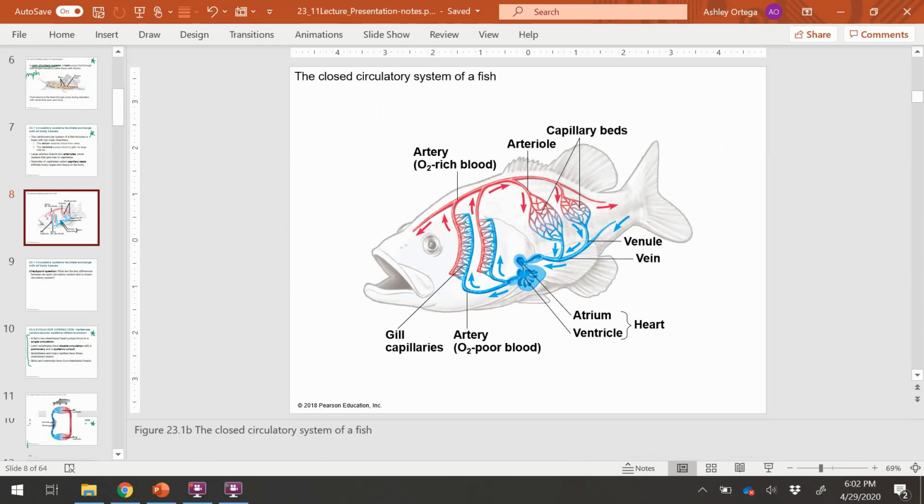And so here's a diagram of a closed circulatory system of a fish that you can see, starting with the heart, the atrium, and the ventricle on the ventral side of the fish, the bottom side of the fish here. It is going to pump oxygen-poor blood to the gills. These gills will then exchange that carbon dioxide for oxygen, and then from there it's going to go to the second round of capillary beds to the body and exchange the materials with the body, and then that will return back to the heart.